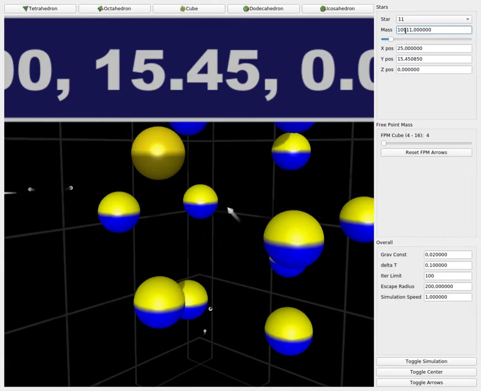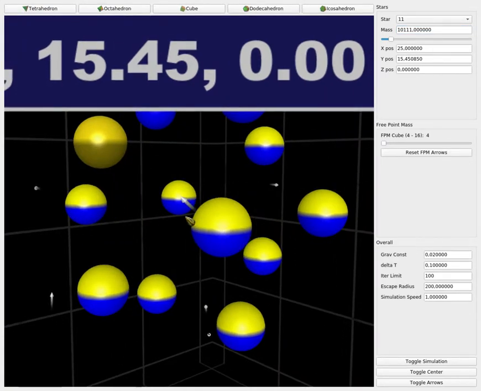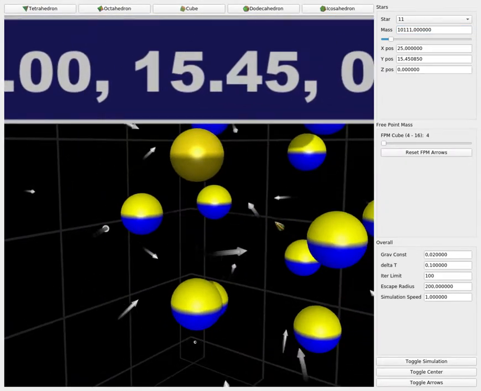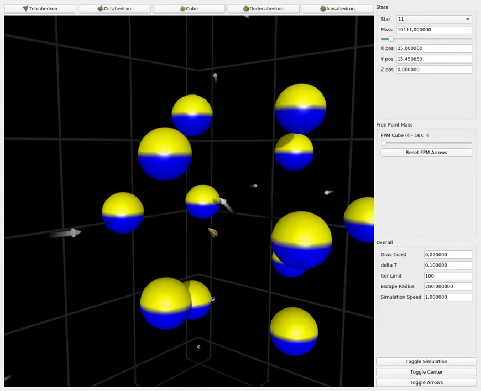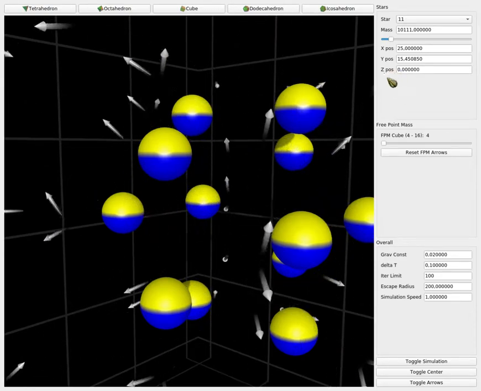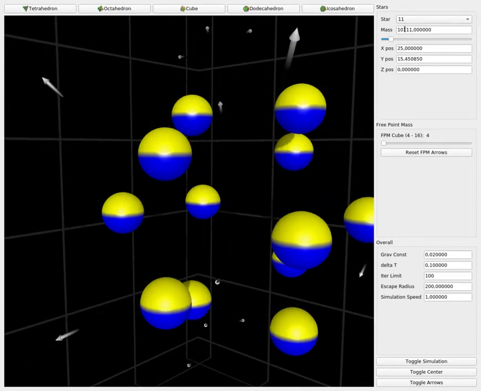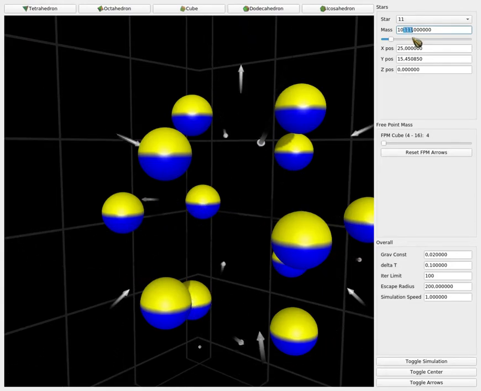It's still too small to do anything. Let's do it by 111. Now, that was enough to kind of dislodge this point from being trapped. And now it's gone. So we made all the masses the same again.